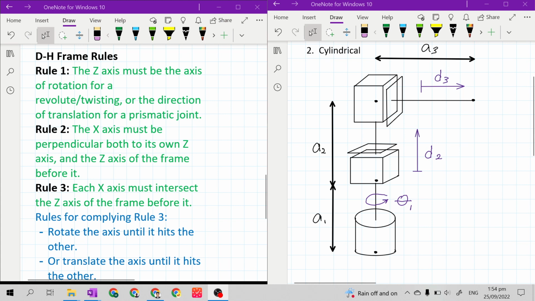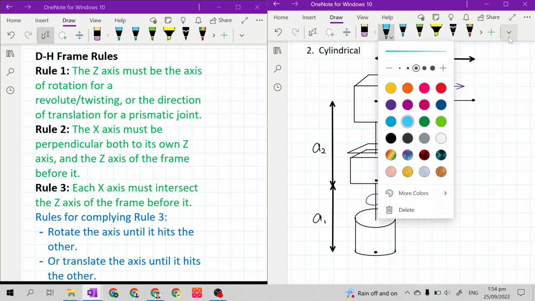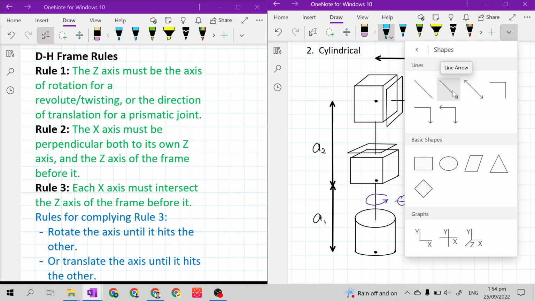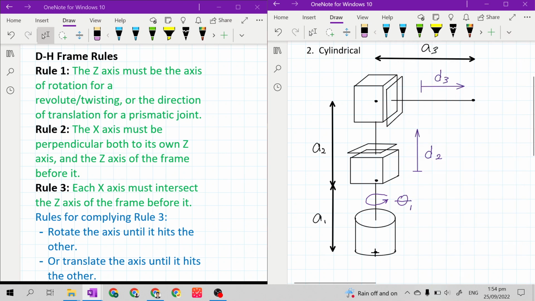Okay, let's start the DH frame rules in our example here, a cylindrical manipulator. The first rule is that the z-axis must be the axis of rotation for a revolute or twisting joint, or the direction of translation for a prismatic joint. So let's choose light blue line arrow. The first joint is a revolute joint, and this is the axis of rotation.